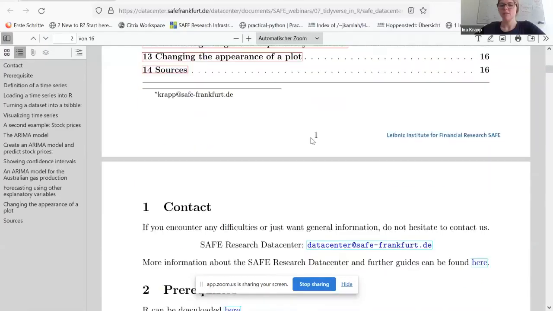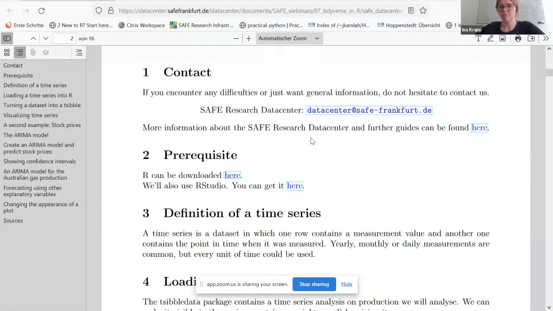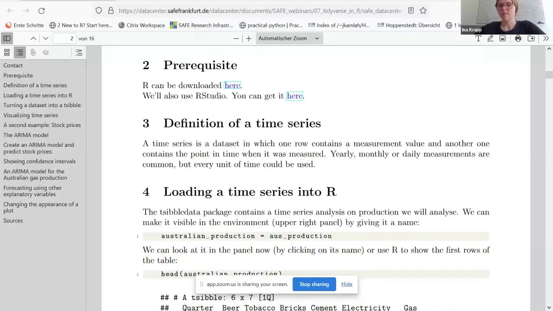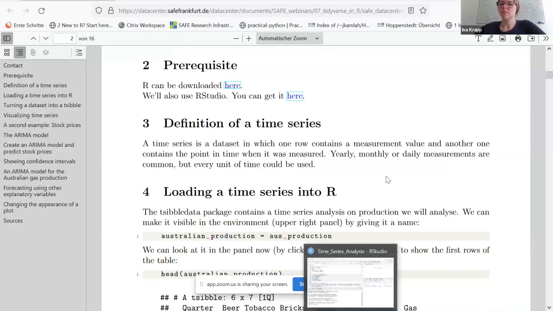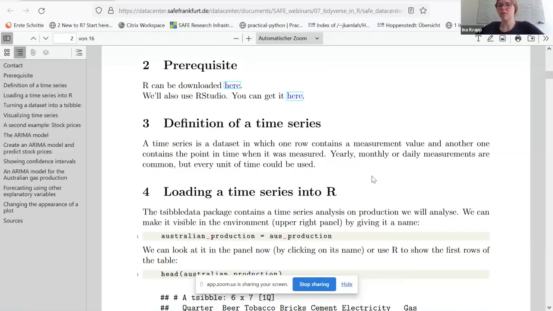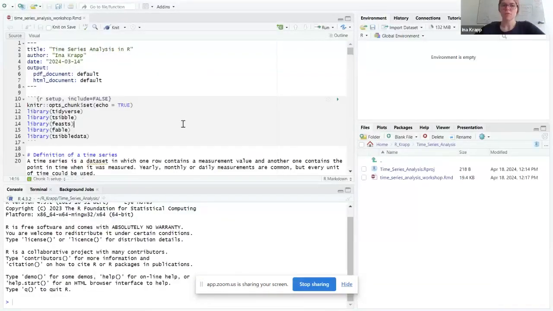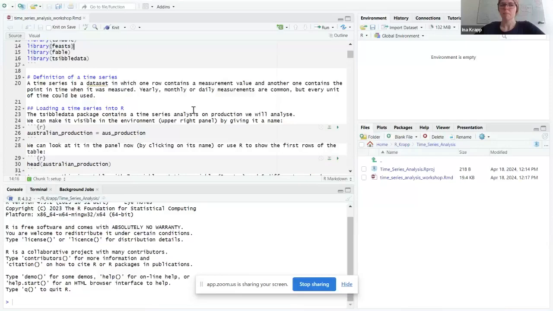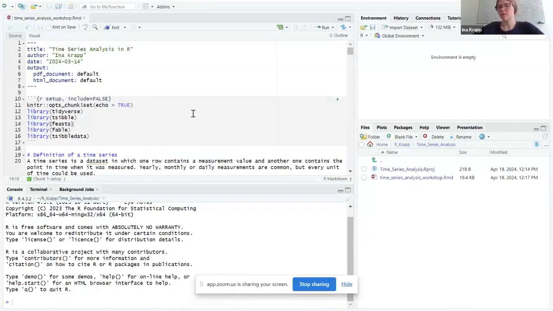What is even a time series? A time series is a data set in which one row contains a measurement value and another one contains the point in time when this value was measured. The most common forms of time series are cases where data is measured yearly, monthly, or daily, but every unit of time could be used.